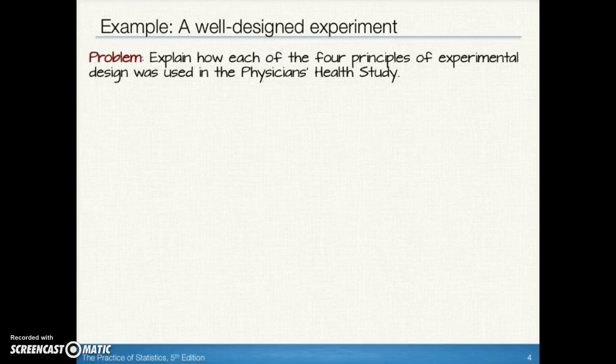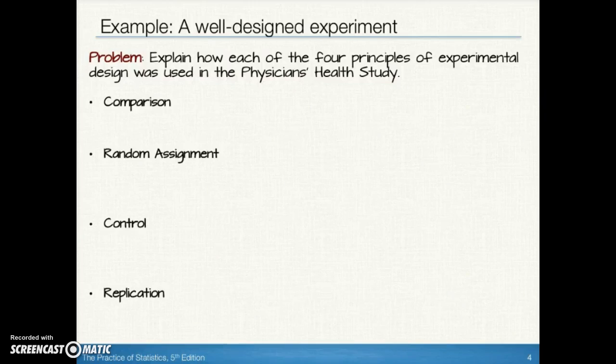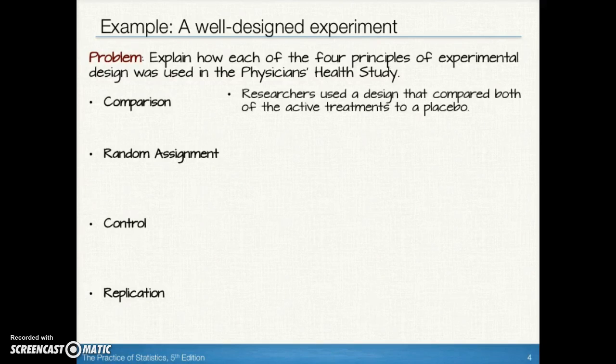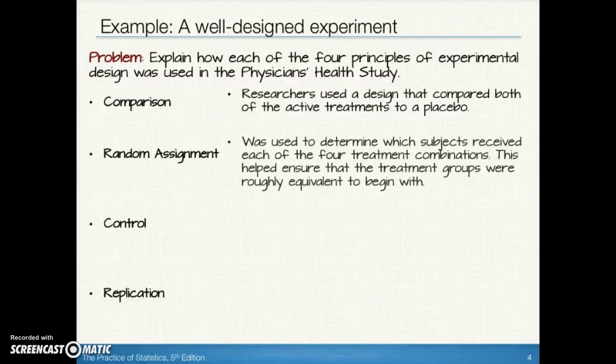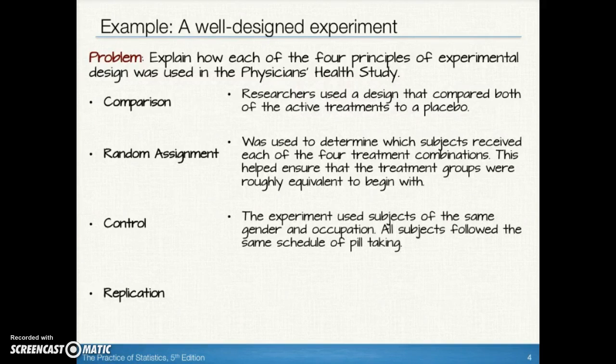Now let's explain how each of the 4 principles of experimental design was used in this study. Now you'll recall the 4 different principles are comparison, random assignment, control, and replication. For comparison, we note that researchers used a design that compared both of the active treatments to a placebo. For random assignment, we note this was used to determine which subjects received each of the 4 treatment combinations. This helped ensure that the treatment groups were roughly equivalent to begin with. The experiment used subjects of the same gender and occupation, and all subjects followed the same schedule of pill taking, so this experiment does have an element of control.